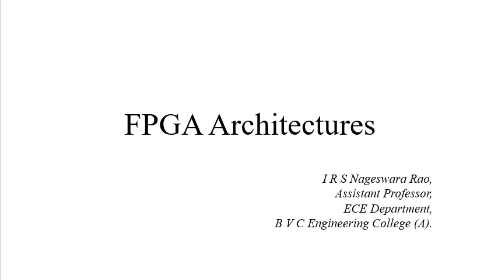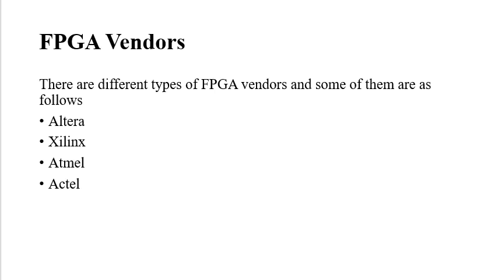Today we discuss the different FPGA architectures. Now let us go to the FPGA vendors. How many types of FPGAs are going to be manufactured are as follows: Altera, Xilinx, Atmel, and Actel. These are the different companies that manufacture FPGA devices.